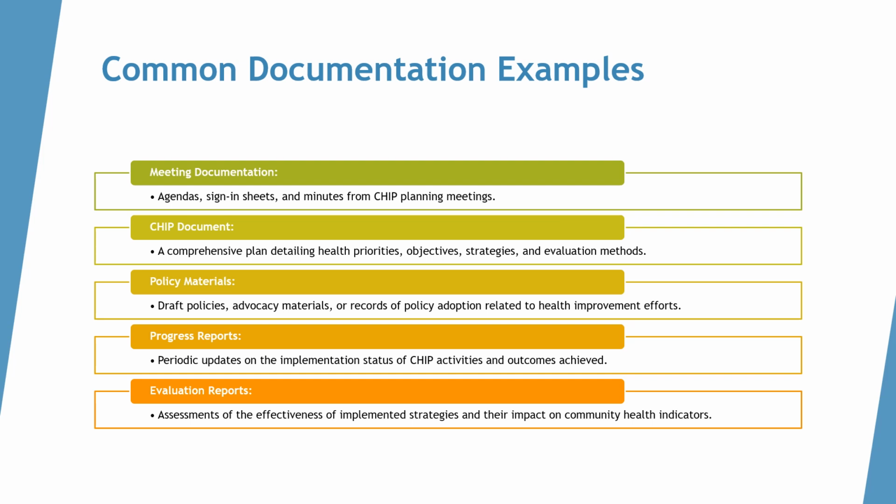Here, I kind of listed out some common documentation examples. So documentation of meetings like agendas and sign-in sheets and minutes. The CHIP document itself, which has the full comprehensive plan, priorities all the way through methods and strategies and responsible parties. Perhaps some policy materials, like draft policies, advocacy materials, or records of policy adoption, and progress reports, so periodic updates on the CHIP implementation status. And then finally, evaluation reports, so assessing the effectiveness of your strategies and their impact on community health indicators.